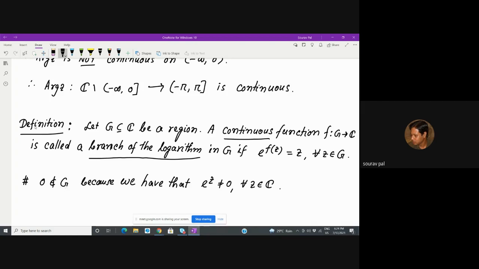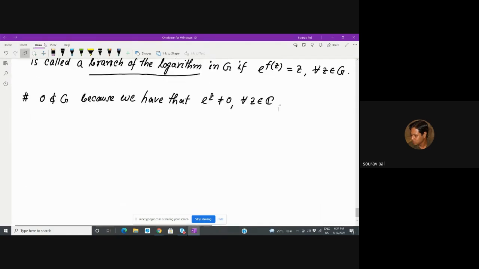Okay. Now, what can you say about the principal logarithm that we have defined? What is the principal logarithm?